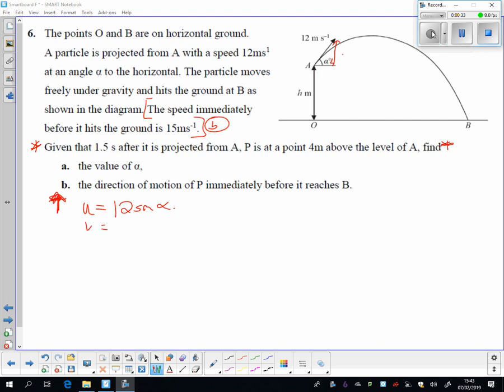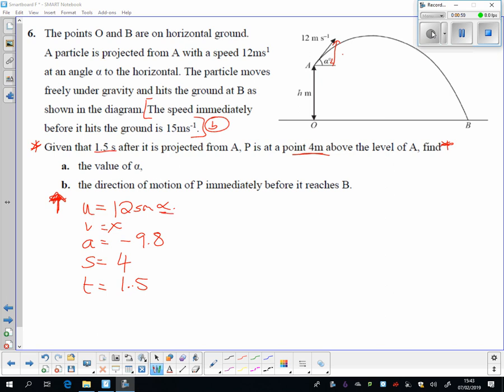We don't know what V is, I'm not caring about that. A is minus 9.8 as usual. S, from this piece of information, it's 4 meters above A when the time is 1.5 seconds. And so with this information, I can now figure out what the alpha is going to be.